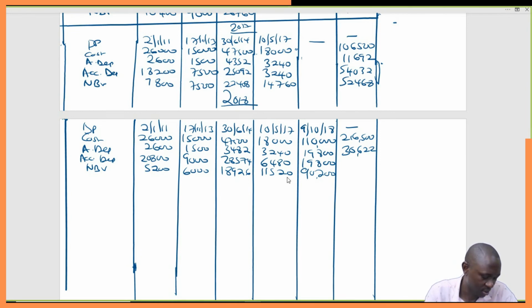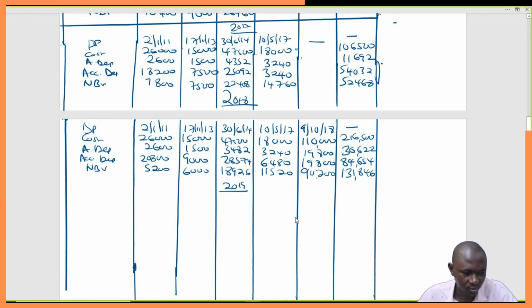I'm now adding the accumulated depreciation, that's 9,000 plus 28,574 plus 6480 plus 19,800. That gives you 84,654. And then now for the net book value, it's just that minus 216,500. And we have 131,846. This is the value. So we go to 2019.